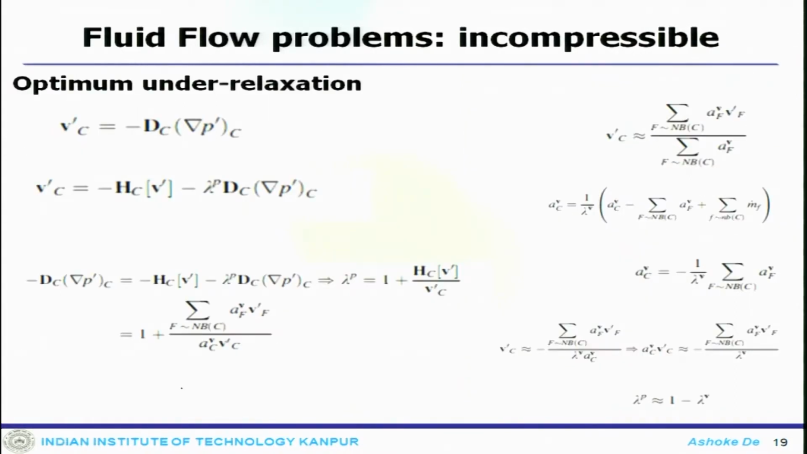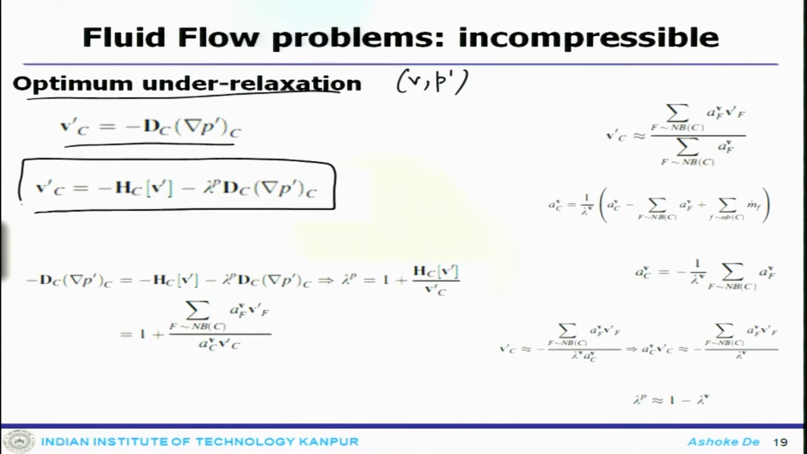Now moving ahead, we have used an under relaxation factor. So now one can look at the optimum under relaxation factor for V and pressure corrections. If you recall the velocity corrections, how we do that? We do that minus dc into del p c, and for calculating the pressure field, we use some sort of under relaxation in the velocity corrections, and we wrote in this fashion, where Vc prime equals minus Hc V prime lambda dc delta p prime c.